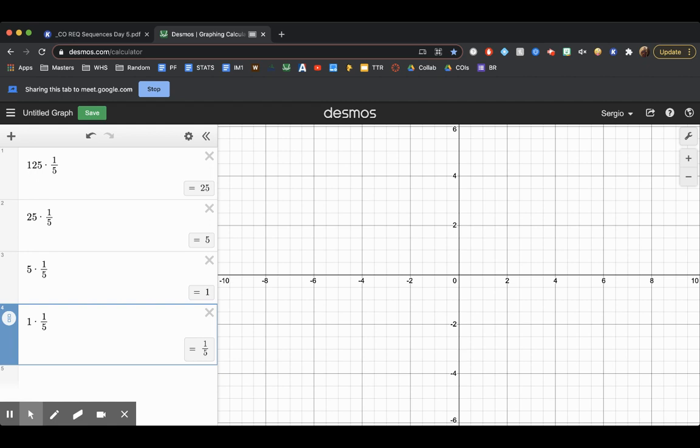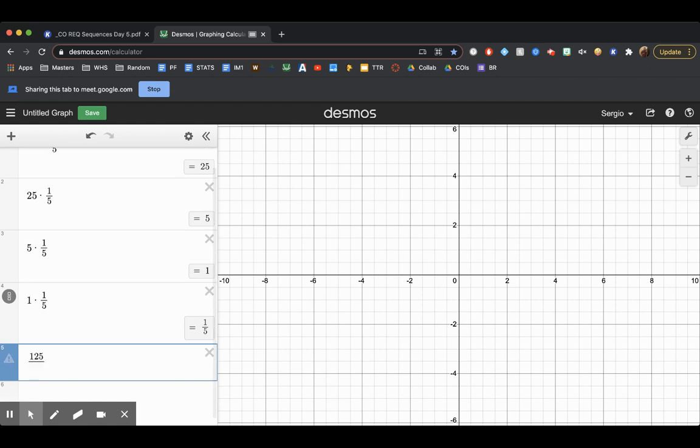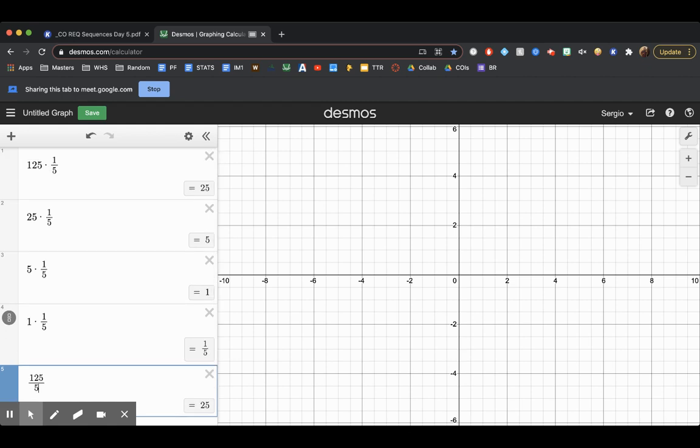That is basically the terms that we have in our sequence. Okay, so we can think of it by multiplying by the common ratio or by dividing. Look, 125 divided by 5 is 25, which is the exact same thing. So either way works the same.